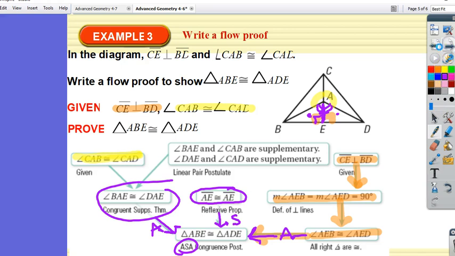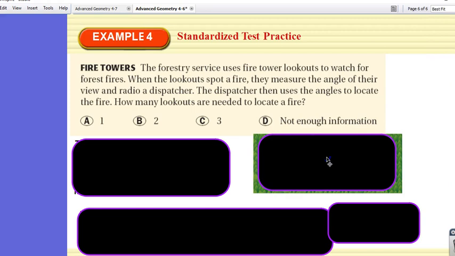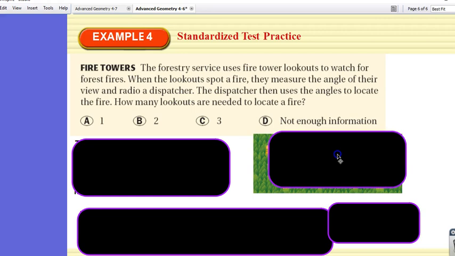Alright. Fire towers. The forestry services use fire tower lookouts to watch for forest fires. When the lookouts spot a fire, they measure the angle of their view and radio a dispatcher. The dispatcher then uses the angles to locate the fire. How many lookouts are needed to locate a fire? What do you guys think? How many lookouts do you think you need to locate a fire? 1, 2, 3, or you don't have enough information?